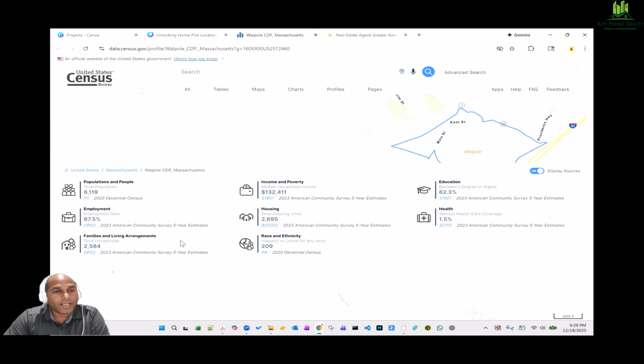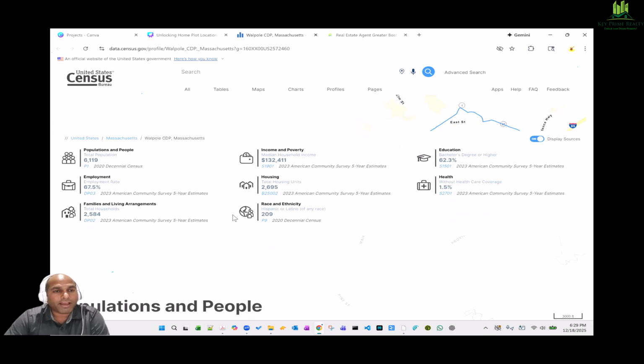So the demographics, we have the total population, that's not that relevant. But this is the income and poverty. The median household income, a lot of times the plot value is proportionate to the median income in the area. So this is 132K, and you can look at any number of data elements.